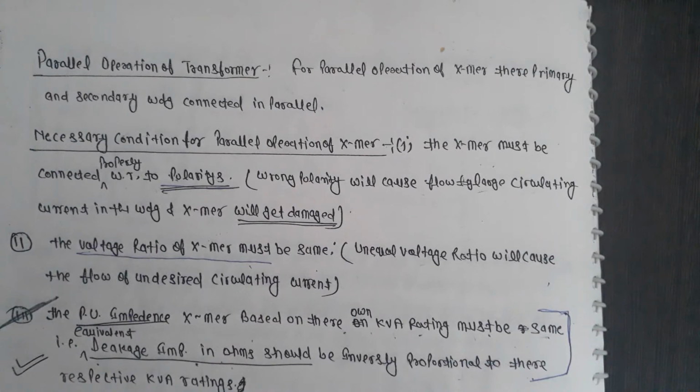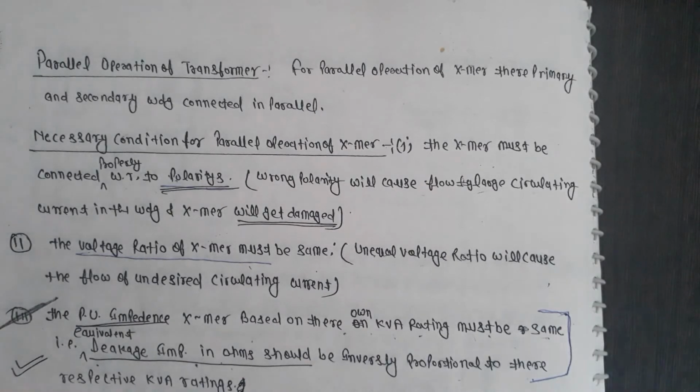If we do not follow the conditions of parallel operation, then our distribution transformer may be damaged or short circuited, with large circulating current flowing through the winding. Due to the large circulating current, the winding may be damaged. For this reason, we have to take some initial conditions for a parallel operation.